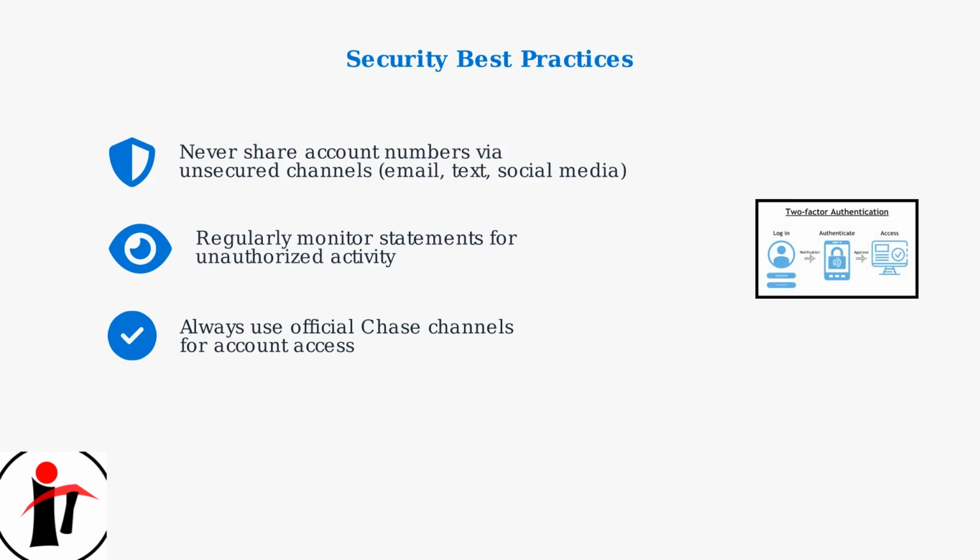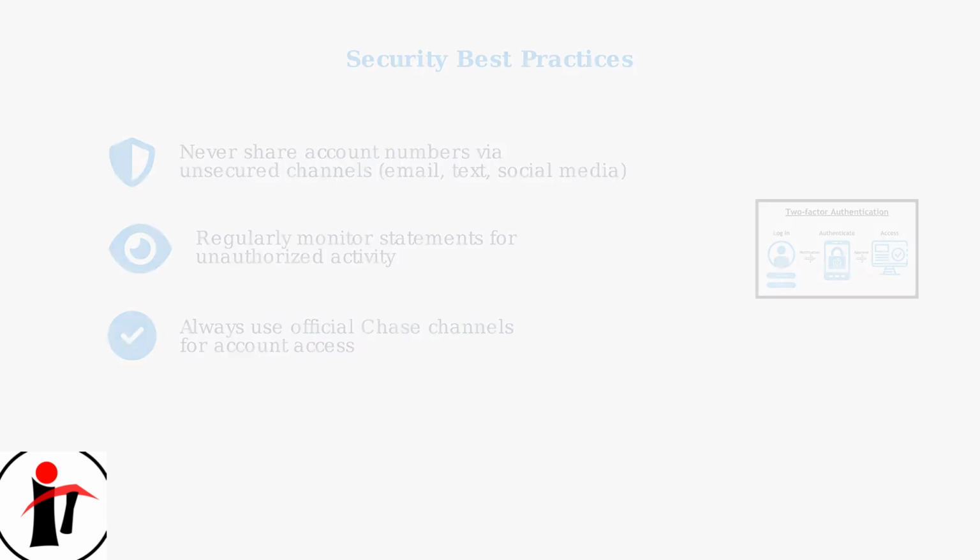Enable 2-factor authentication and biometric security features whenever available. These add crucial layers of protection to your account access. Beyond the primary methods we covered, Chase offers several additional ways to access your account information safely and securely.